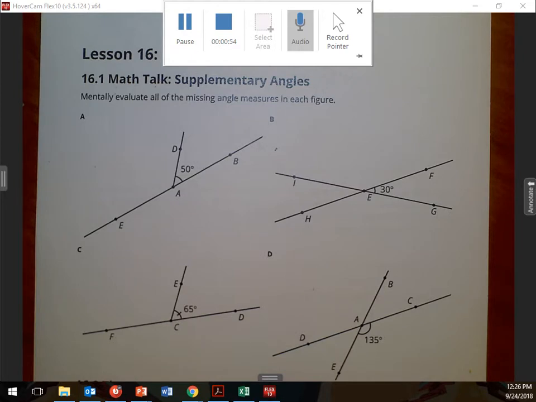So 16.1 says, mentally evaluate all the missing angle measures in each figure. So when you evaluate them, I want you to write them in there. So you and your partner should be filling this out. So, get started. You and your partner.